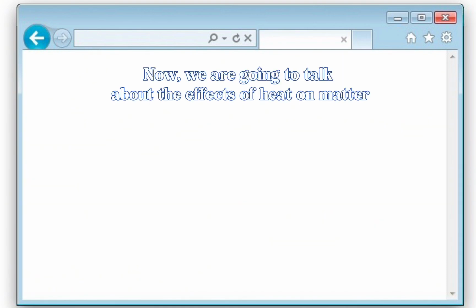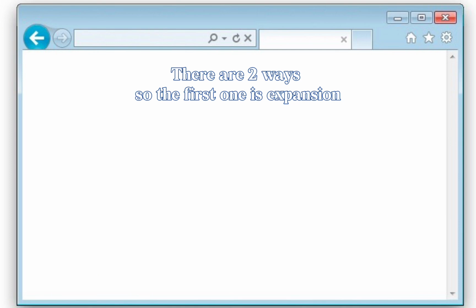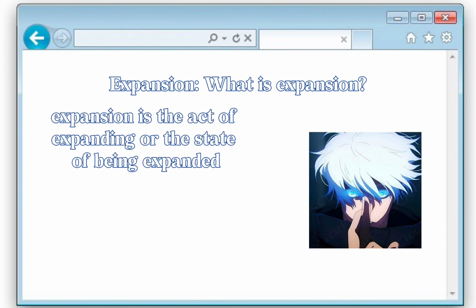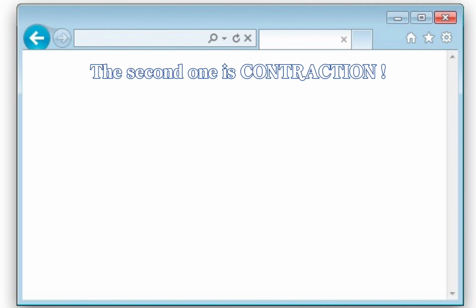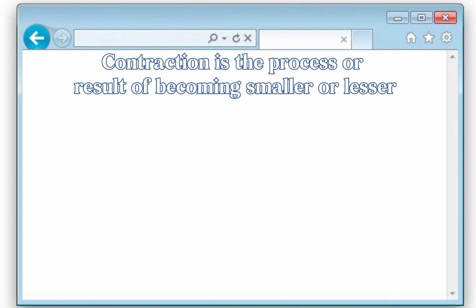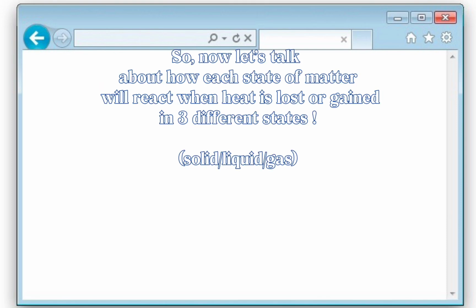Now, we are going to talk about the effects of heat on matter. There are two ways. The first one is expansion. Expansion, what is expansion? Expansion is the act of expanding or the state of being expanded. The second one is contraction. Contraction, what is contraction? Contraction is the process or result of becoming smaller or lesser.